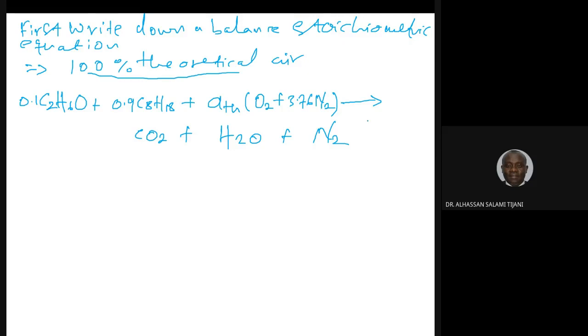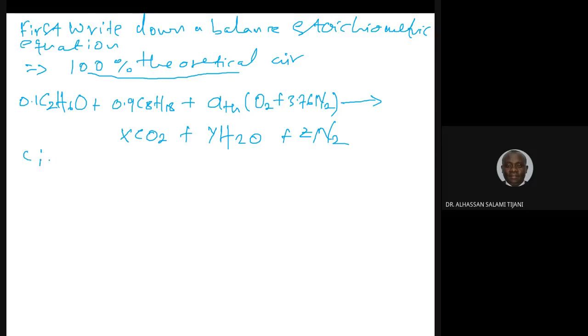The necessary condition for a complete combustion, or stoichiometric equation, is that you should have carbon dioxide, water and nitrogen at the product. But we don't know the number of moles of carbon dioxide, water and nitrogen, so we represent them by X, Y and Z. Now we are going to balance this equation carefully, starting first with carbon.